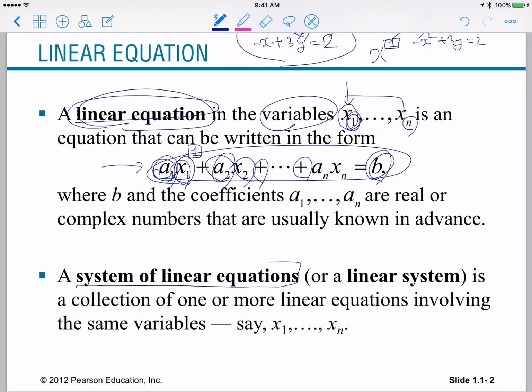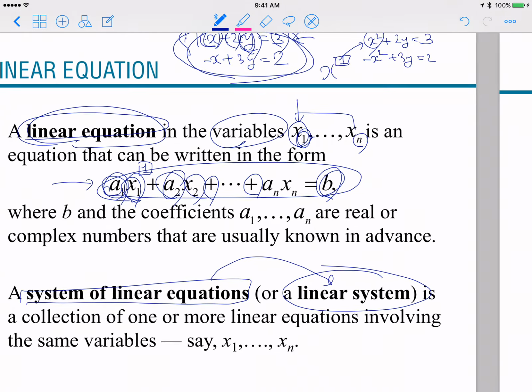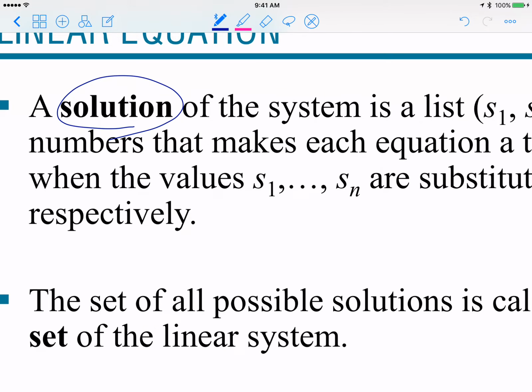And then a system of linear equations is basically a set of these equations. This is one example of a system of linear equations. In short, it's called a linear system. And then the solution or root of the system is the list of these variables x1 to xn. So, the particular values that satisfy this kind of equation. It's quite obvious.